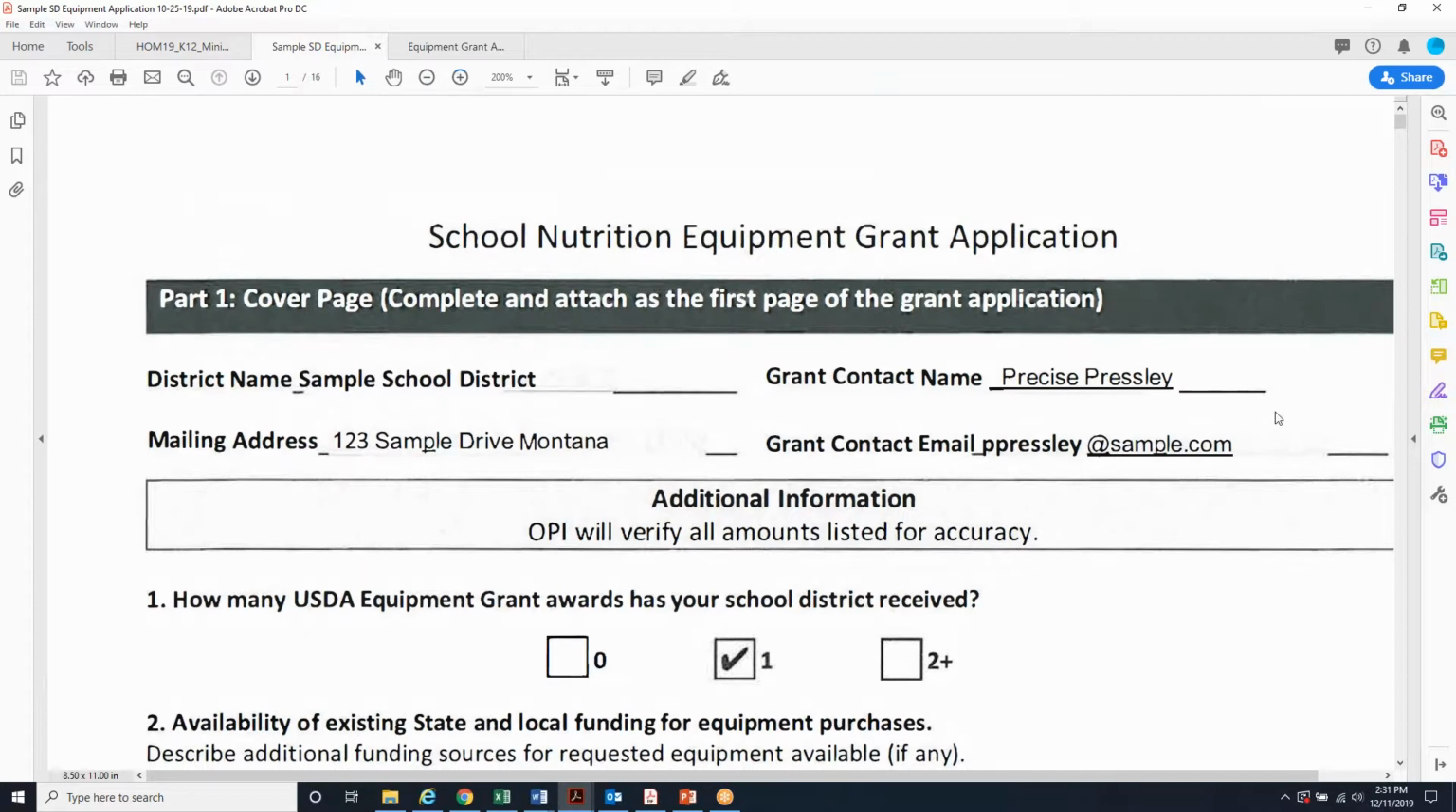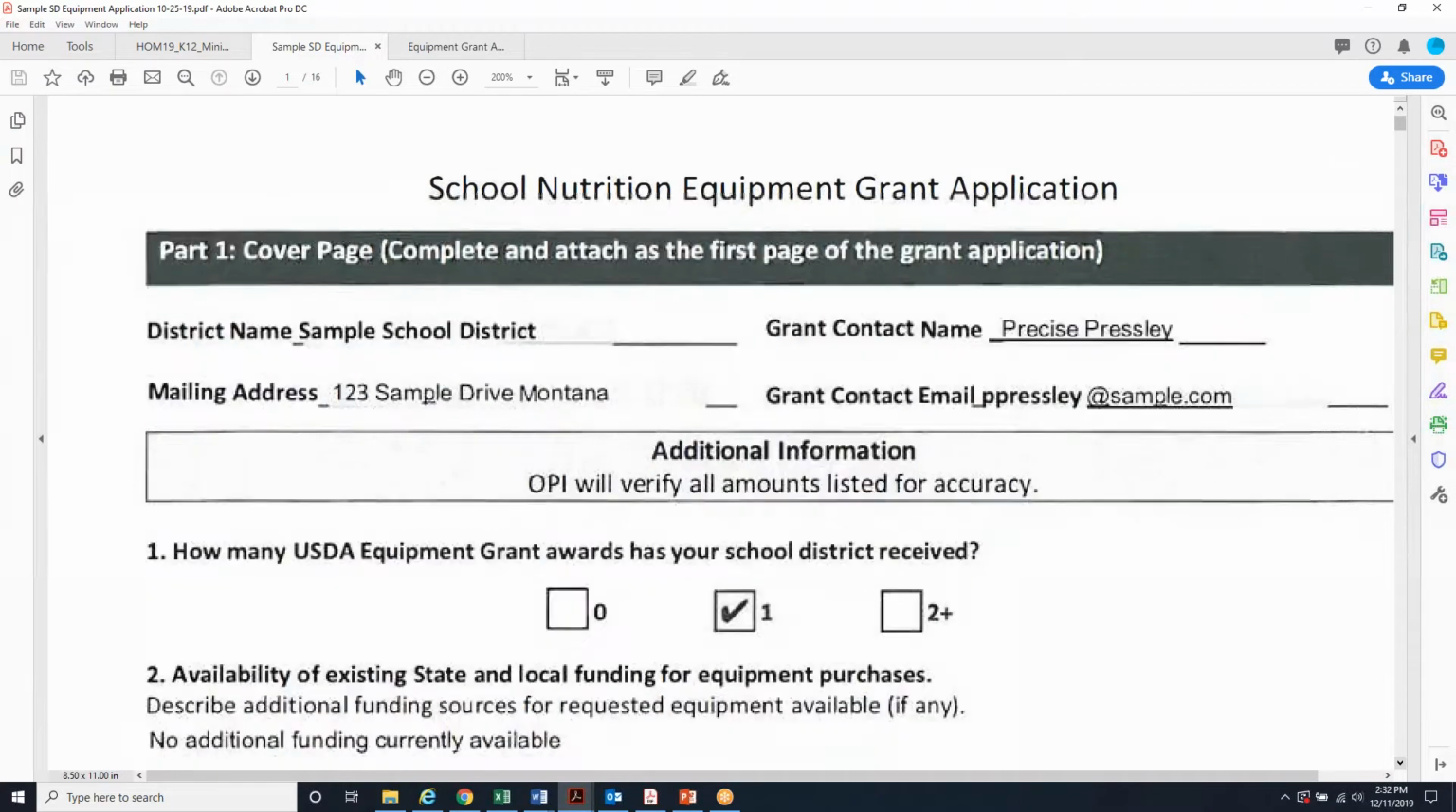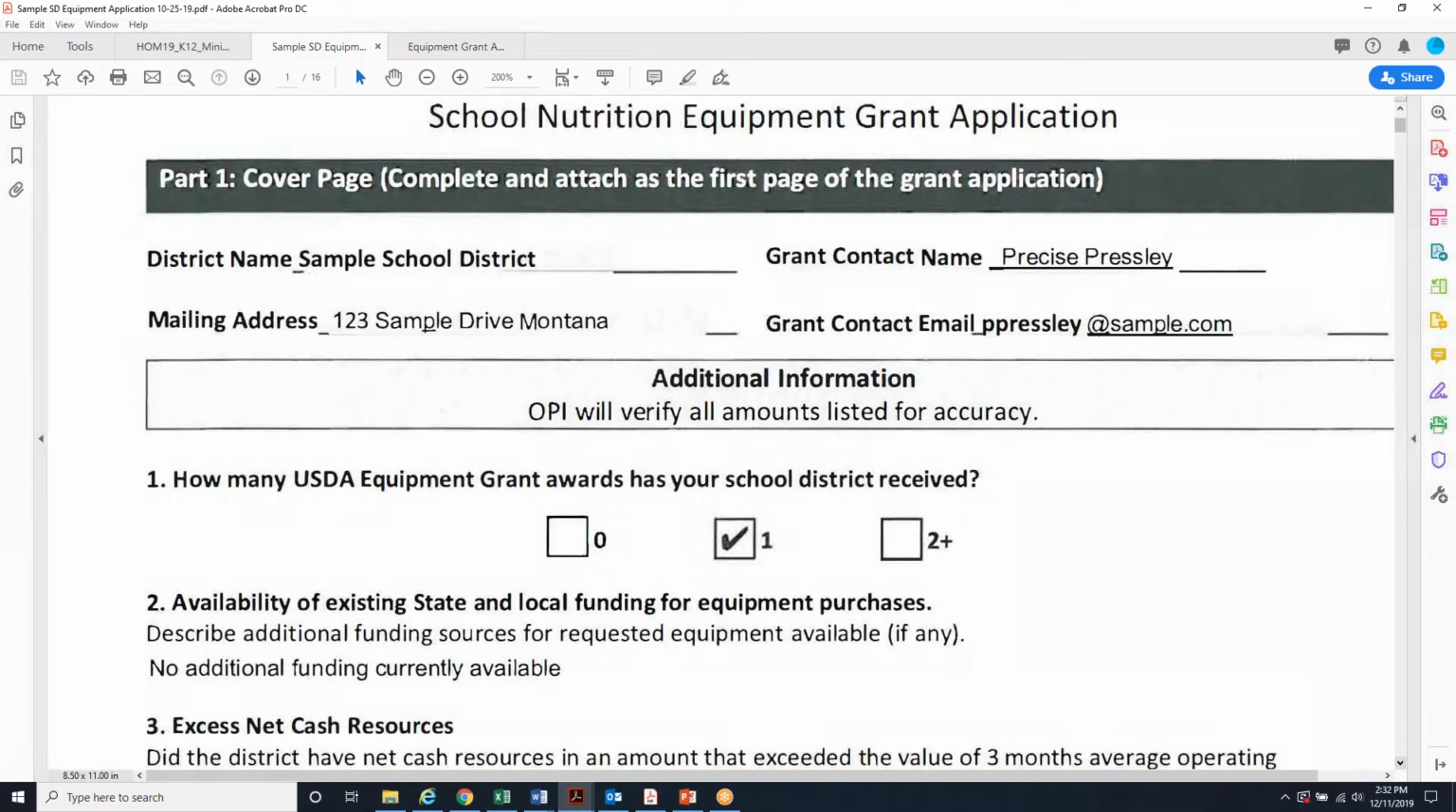Okay. Now, Molly, can you tell me if you can see this? Yes, I can. Sample school district. Okay, good. So this has a school application that a school submitted. This is just an example of a good application that the Office of Public Instruction got from a Montana school. We're calling it Sample School District.